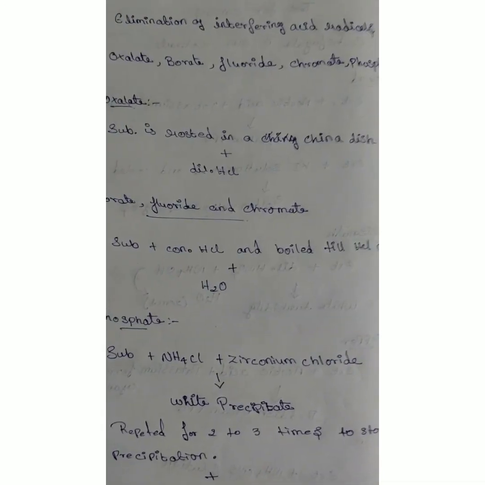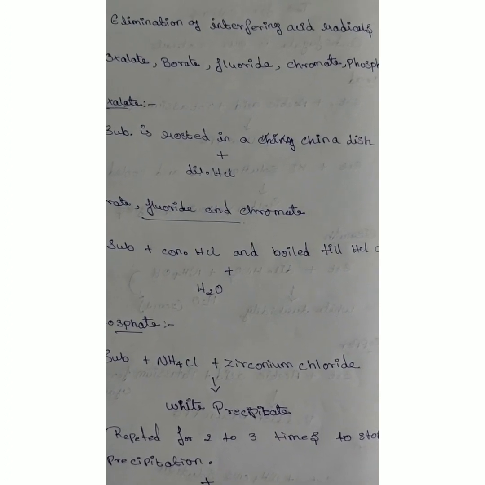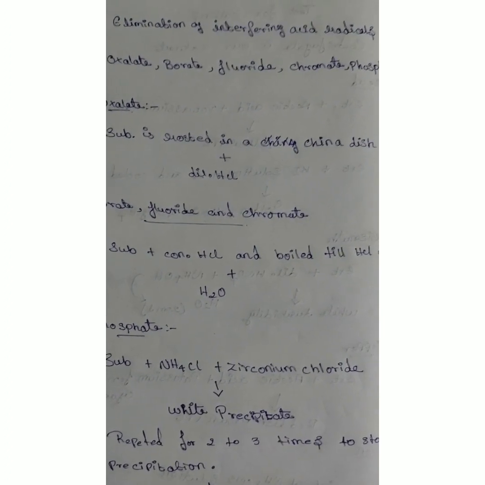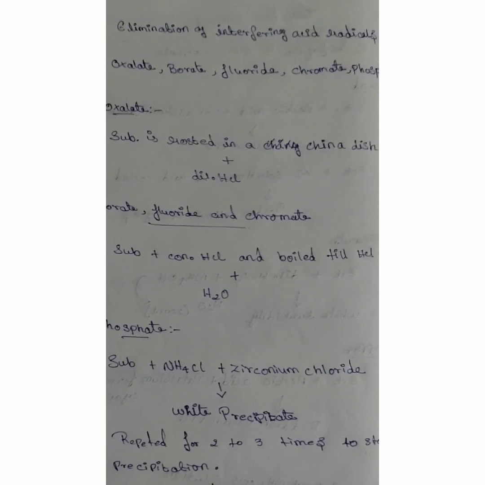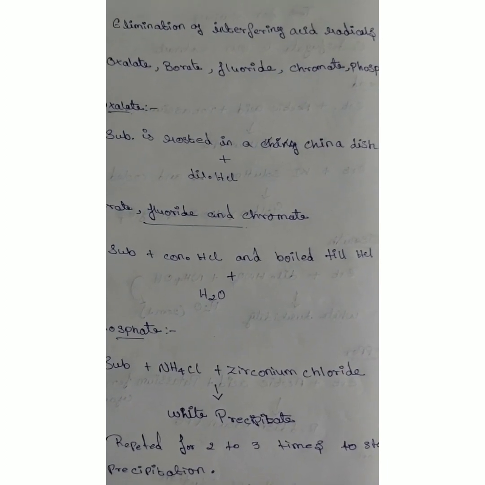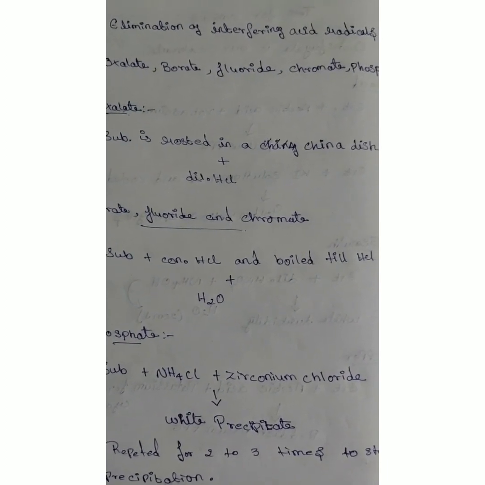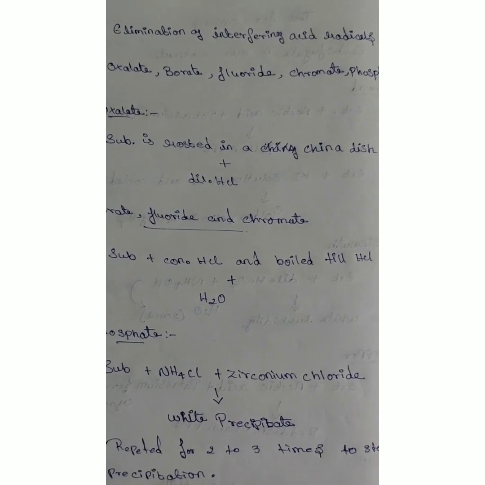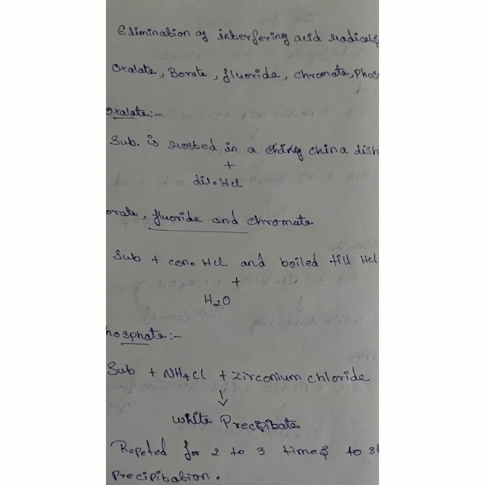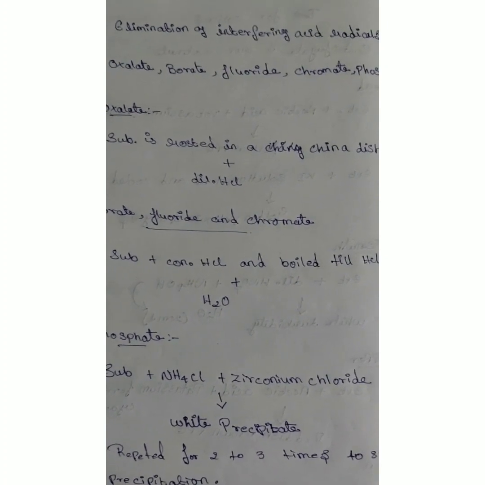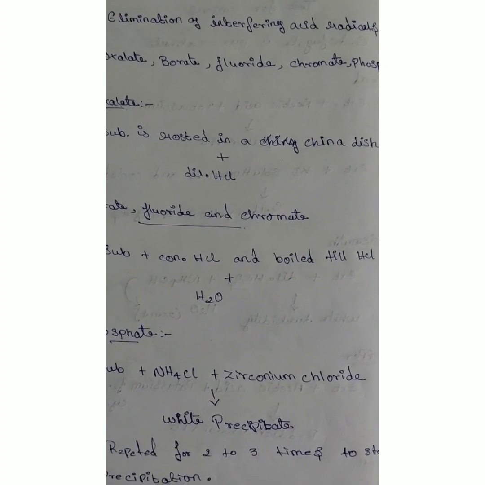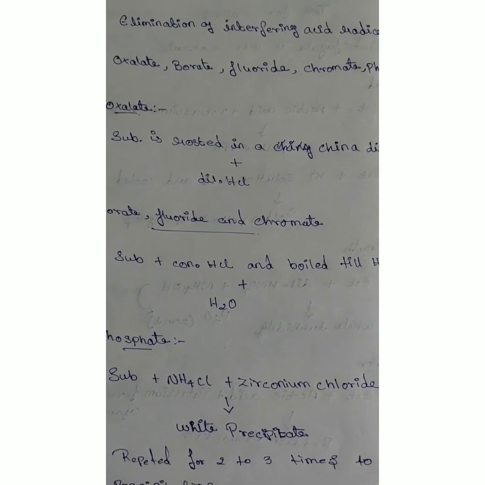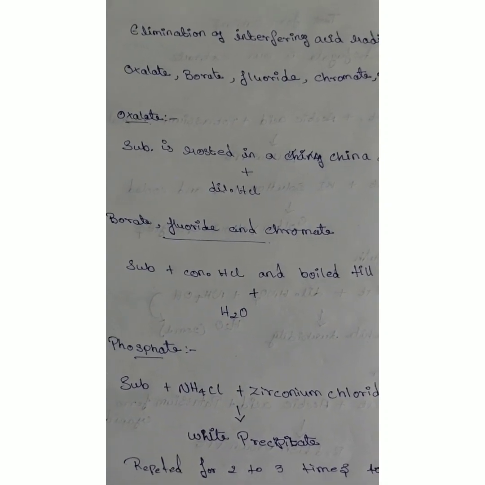Before entering into the analysis part, we have to eliminate the interfering acid radicals. Before, we have seen the interfering radicals such as oxalate, borate, fluoride, chromate, phosphate, etc. So here, first we have to eliminate these interfering radicals, and only then can we further test the cations.